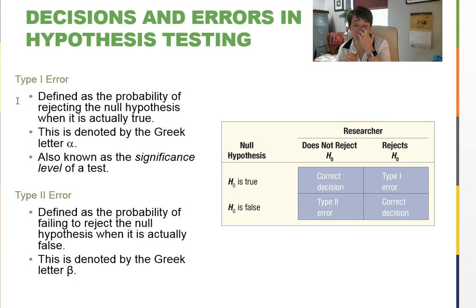A type 2 error is defined as the probability of failing to reject when the null hypothesis is actually false. So the data shows that we should reject, and we don't reject. We fail to reject. It shows that we should reject the null hypothesis, but really we should not reject, failing to reject the null hypothesis. This kind of error is denoted by the Greek letter beta. So just some ideas of how that works. You'll see that in your book.